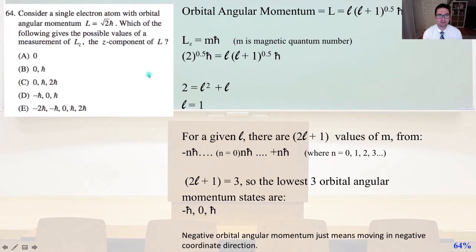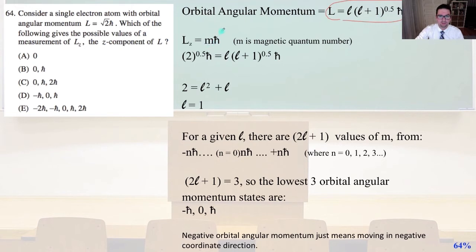64. Consider a single electron atom with orbital angular momentum L equals the square root of 2 h bar. Which of the following gives the possible values of a measurement of L subscript z, the z component of L? So we know that orbital angular momentum L equals this formula right here. Lowercase l, you're just going to have to memorize it. The square root of lowercase l times l plus 1, times h bar.